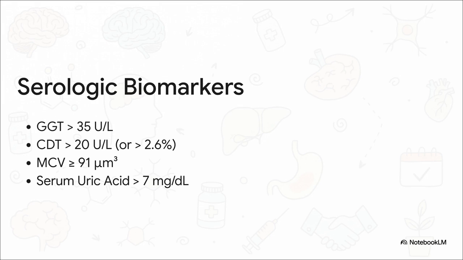We're looking for gamma-glutamyl transferase, or GGT, pushing past 35 units per liter. We want to check if carbohydrate-deficient transferrin, or CDT, is exceeding 20 units per liter. Add to that a high normal mean corpuscular volume, or MCV, of 91 or greater, and serum uric acid sitting above 7 milligrams per deciliter. When you see these markers elevated in a patient's labs, they strongly reflect a chronic consumption pattern of about 6 to 8 standard drinks every single day.